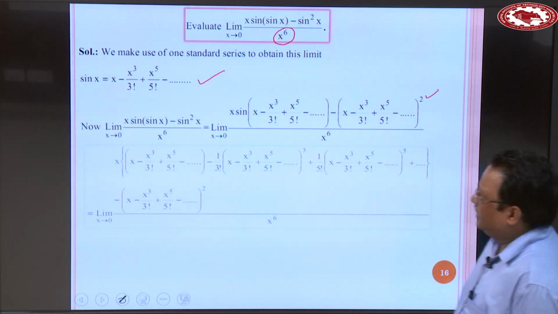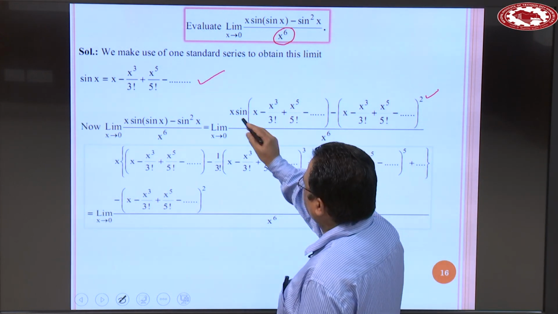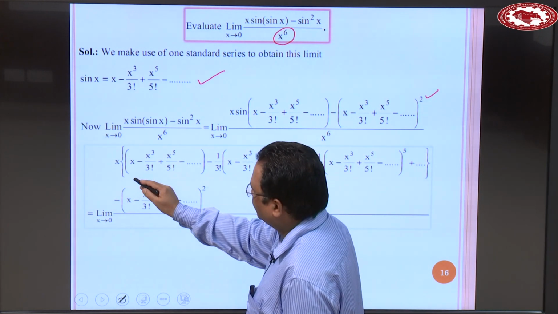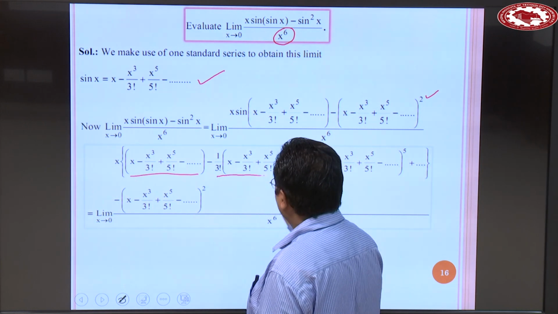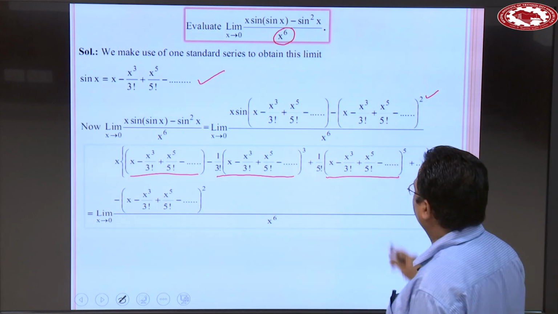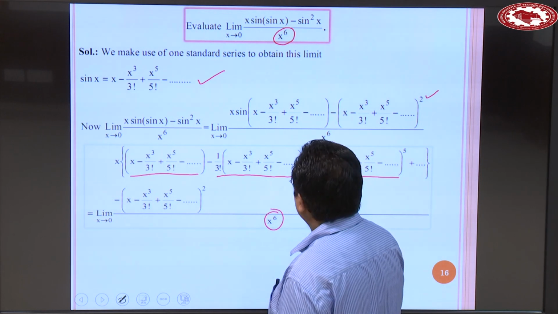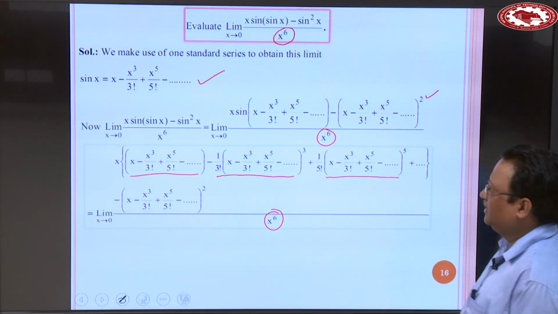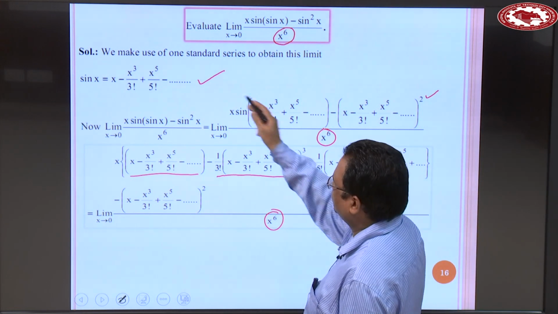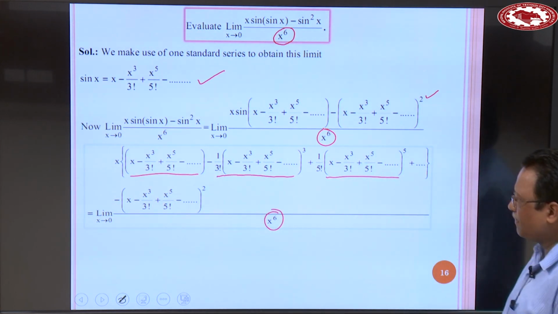Okay. Now x sin x. Now let us suppose this one is z. Okay. So sin of complete z. Okay. So again expand here. So x times this bracketed term minus 1 over 3 factorial this bracketed term cube plus 1 over 5 factorial this bracketed term power 5 plus and so on, bracket close, minus this term, divided by x power 6. So first apply this expansion here, and then apply again the expansion of sin x.